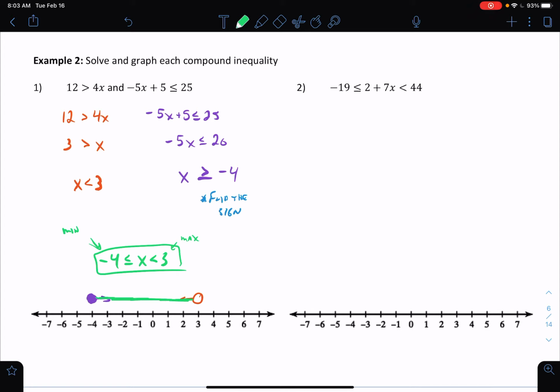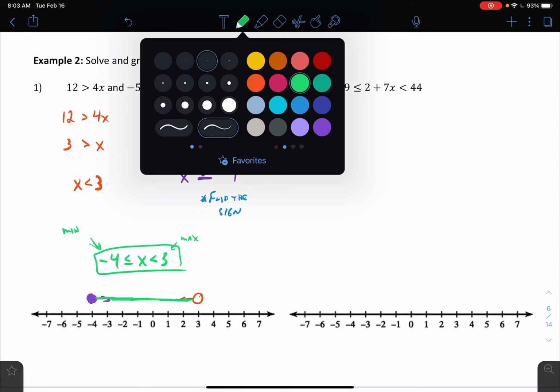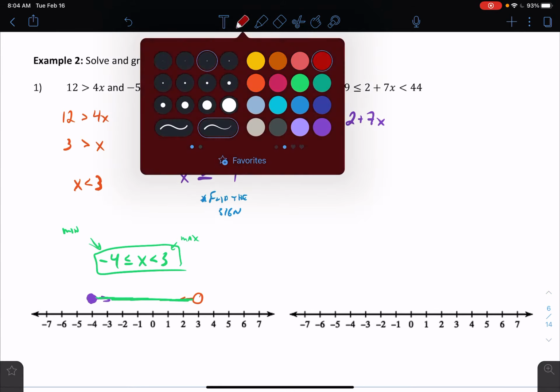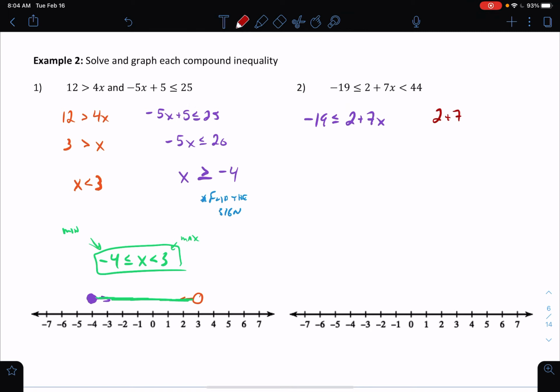We don't see the word "and" here, but we are seeing that negative 19 is less than or equal to 2 plus 7x, and 2 plus 7x is less than 44. So what I'm going to do is split this up. I'm going to say, okay, negative 19 less than or equal to 2 plus 7x. That's one of my inequalities. And the other inequality is 2 plus 7x is less than 44.